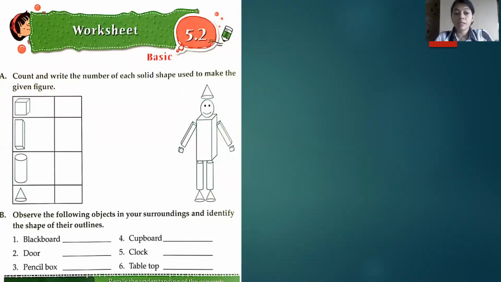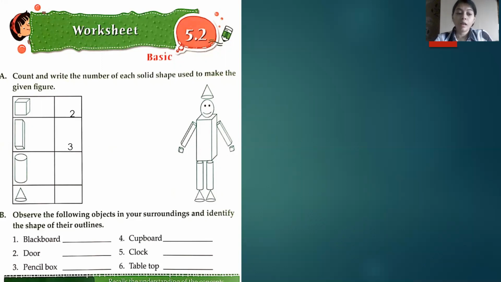The first shape is cube. Now children, say me how many cubes you are able to see in the figure? Yes, correct. There are two cubes. Okay. Now let's see how many cuboids are there in that figure. Can you see both the hands of that figure? Yes, it is cuboid in shape plus the main body part. So how many cuboids you are able to see? Correct. There are three cuboids.